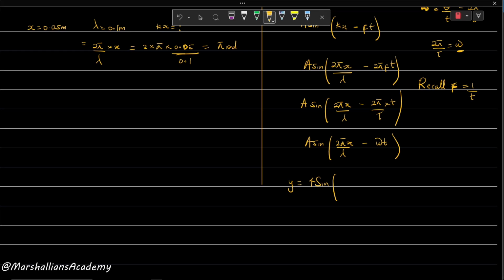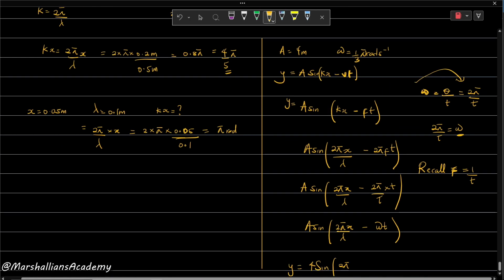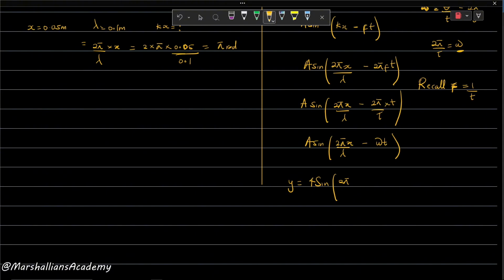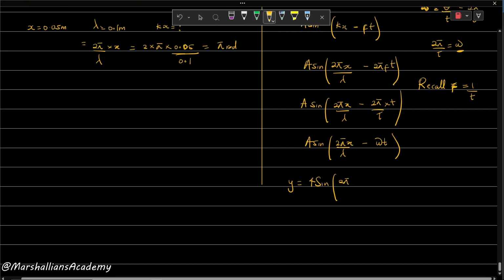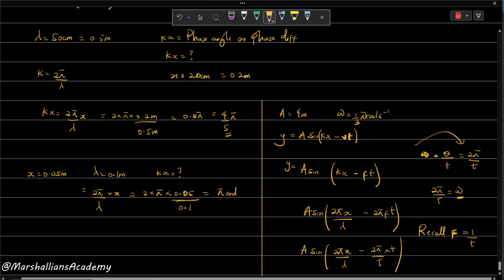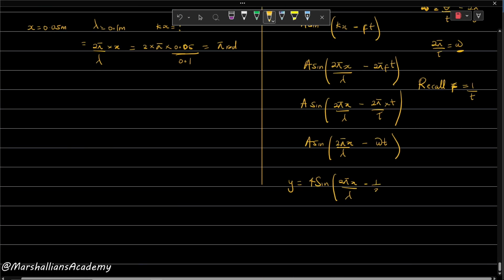Two pi is 2 pi. What else were we given? They only give us A and they gave us omega. So they didn't give us x, neither did they give us lambda. So we're going to be having 2 pi x over lambda minus omega t. What is omega? 1 over 3 pi. 1 over 3 pi times time.